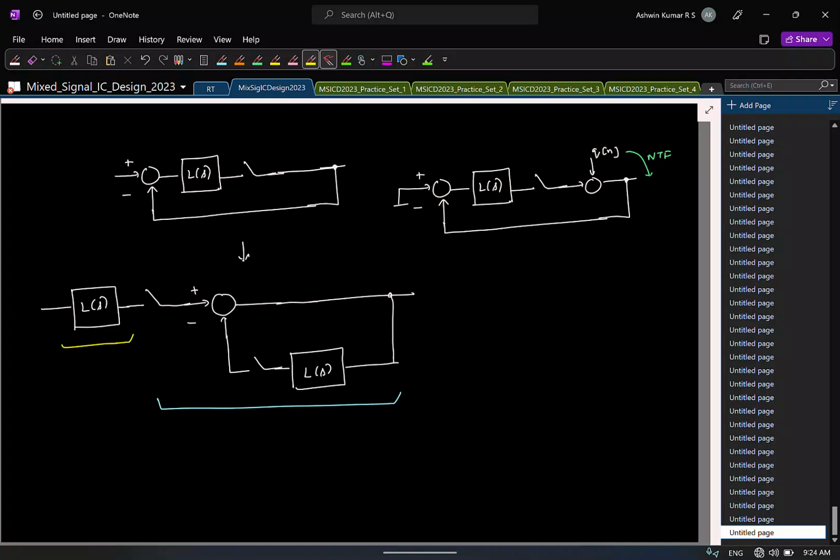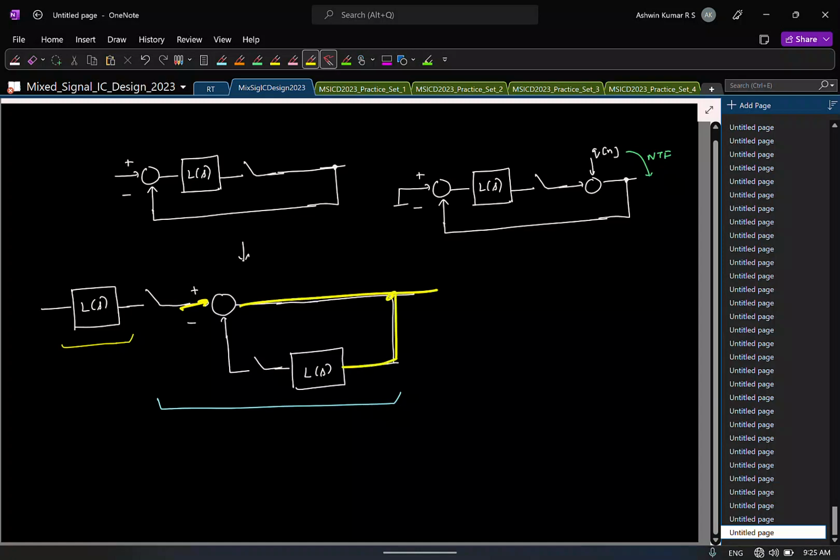No, here, I mean, is it okay? It's same as NTF, right? See, the transfer function from here to here is same as the transfer function from here to here. So it is the same thing. So the signal is added, and then it is fed back like this.